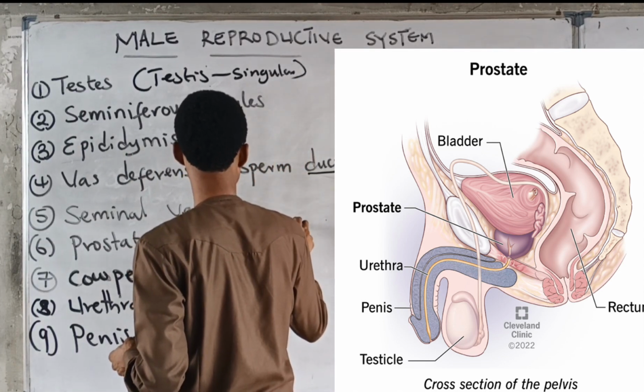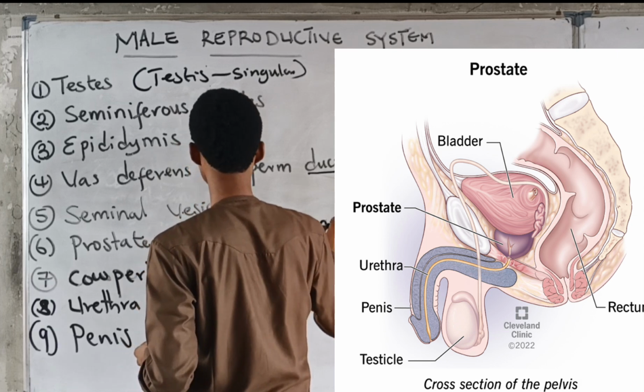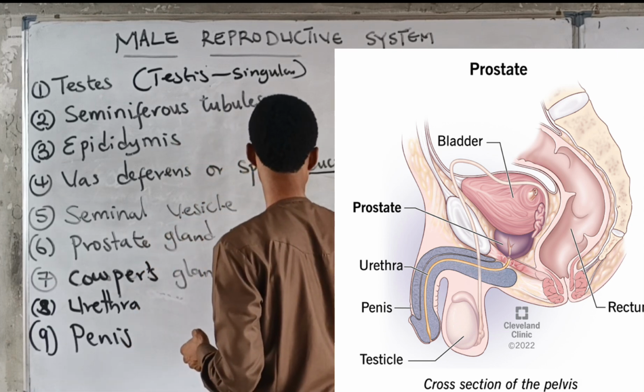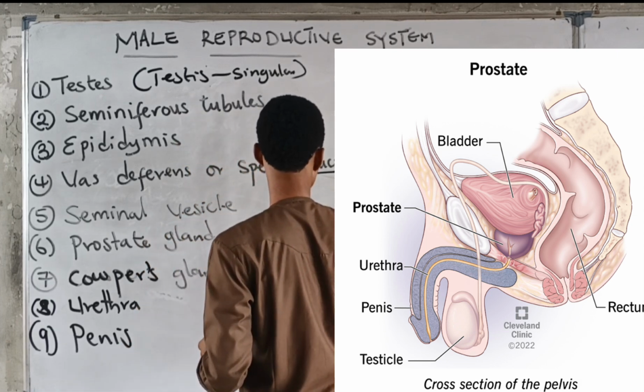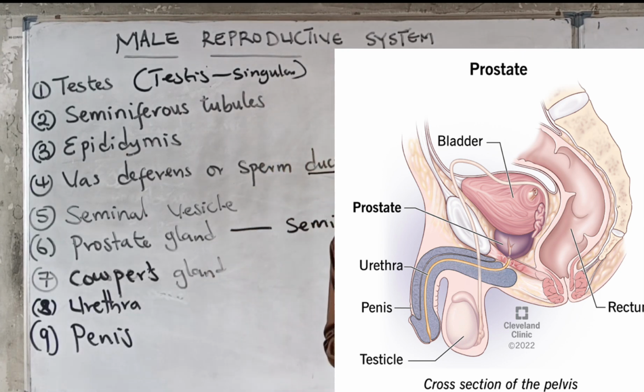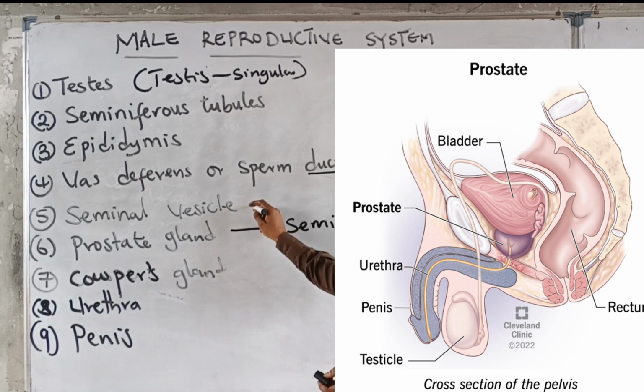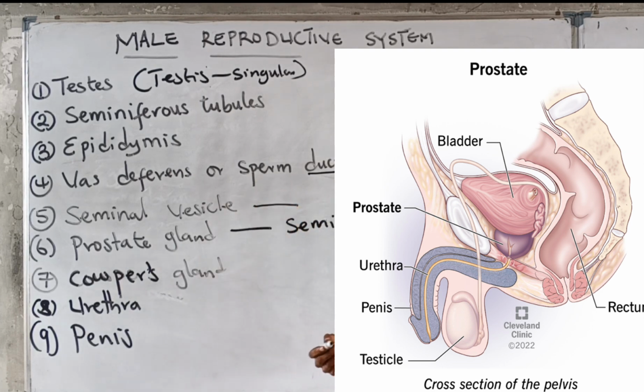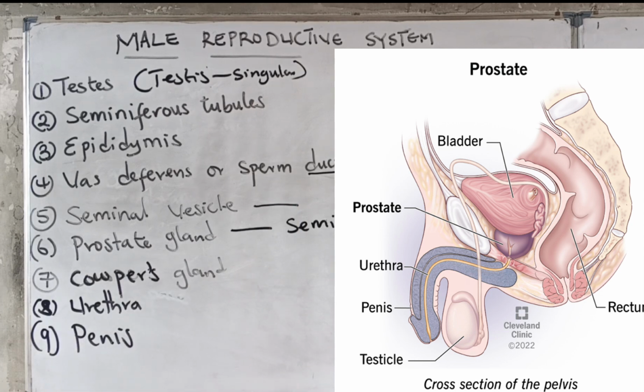It produces what? Okay, it produces parts of the seminal fluid. And what's the function? Activation of what? Sperm, right? Now, this seminal vesicle, apart from storing the sperm, does it also produce seminal fluid? It also produces seminal fluid.